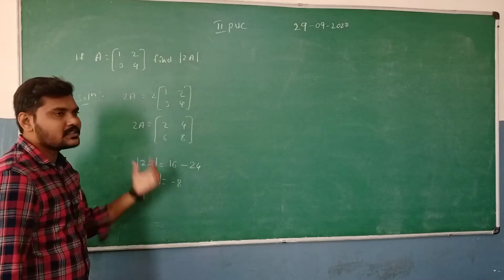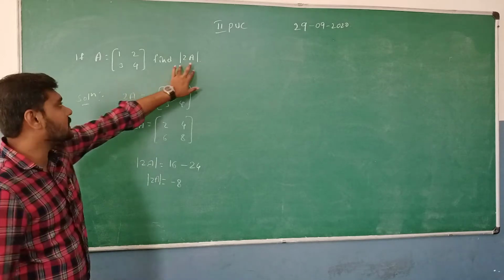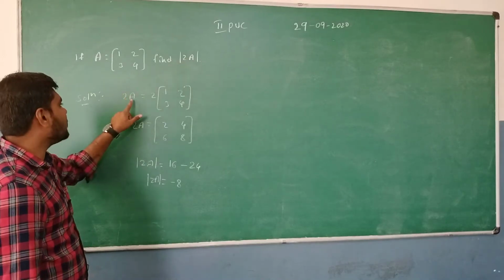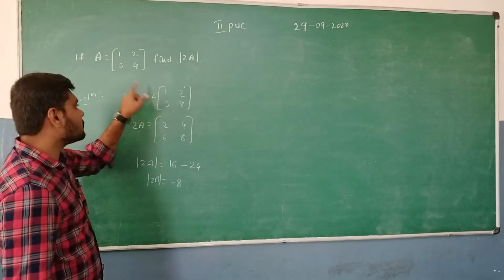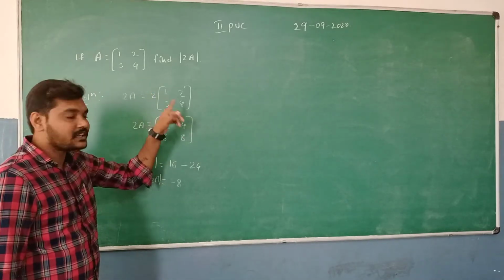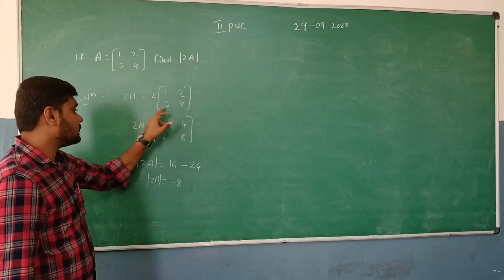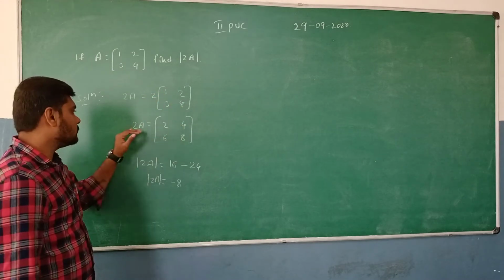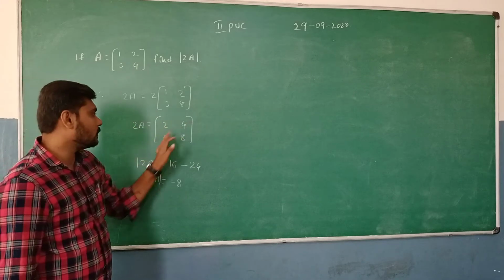So these are the types of problems which may be asked for 1 mark. Here we need to find the determinant of 2A. First we multiply 2 into A, because a scalar multiplies a matrix, and the scalar multiplies every element present in the given matrix. So 2 into 1 is 2, 2 into 2 is 4, 2 into 3 is 6, 2 into 4 is 8. So 2A is the matrix 2, 4, 6, 8.